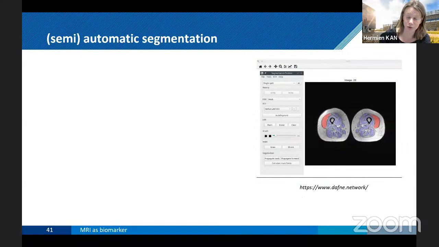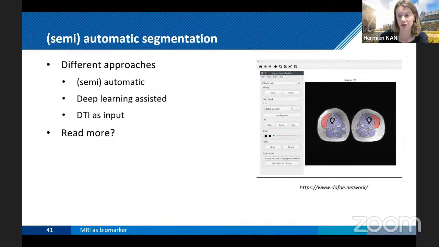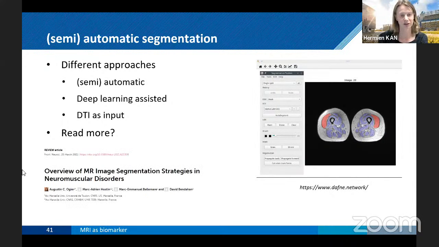On the other hand, there are also solutions, automatic solutions on the way with semi-automatic segmentation. So there are different approaches out there. There are semi-automatic segmentations, automatic segmentations, deep learning assisted. So I'm just showing the tool here from Francesco Santini, the Daphne network, which you can all try out online. There's also studies which use DTI as an input. But to be honest, this is really not my expertise. So I can recommend this review here where there's an overview of MR image segmentation strategies, and you can find everything there.